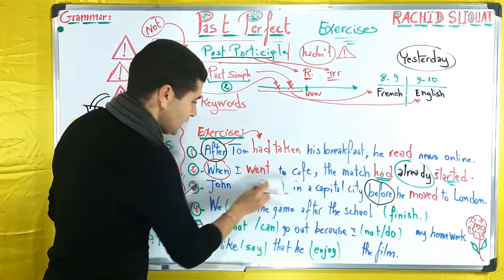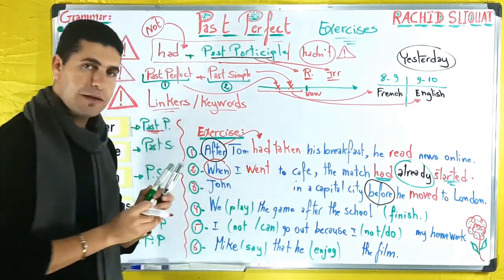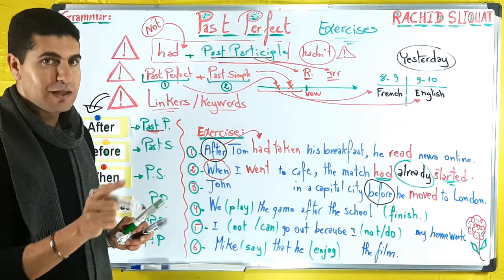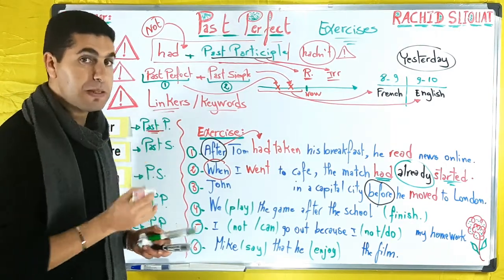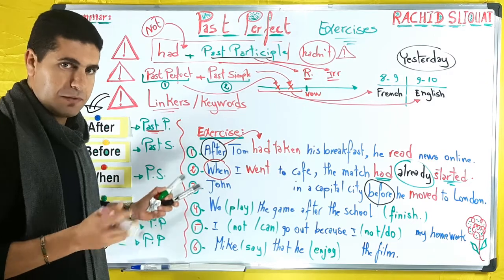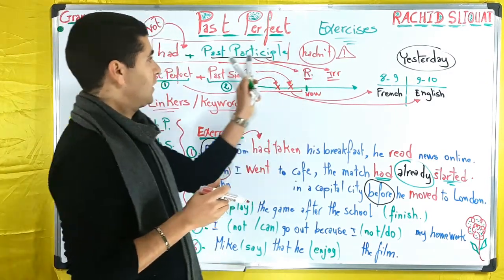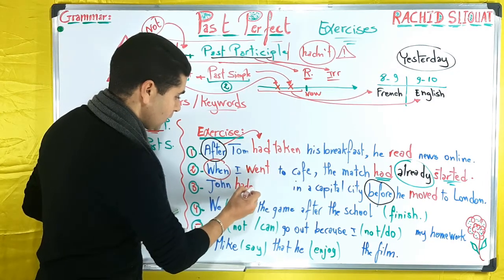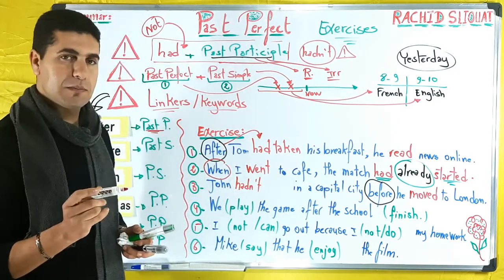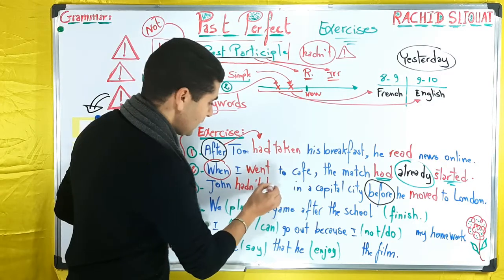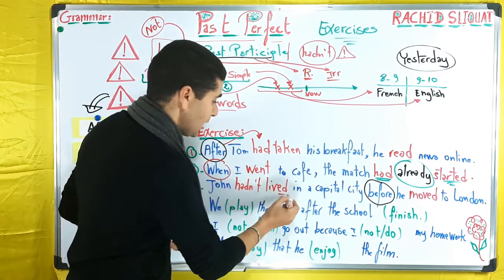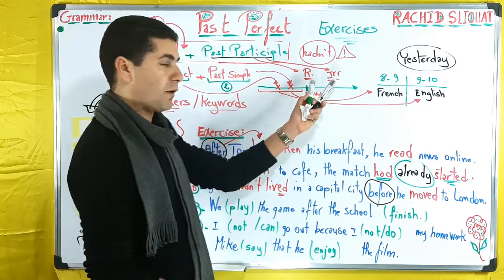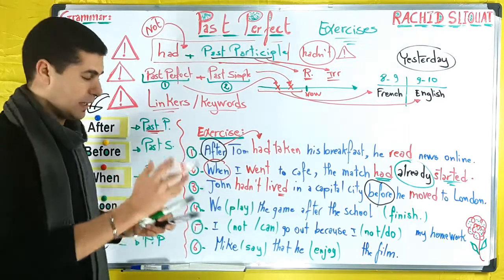So John not leave. And as long as we have not, this means that the sentence is going to be negative. What is the negative of the past perfect? Hadn't plus past participle: John hadn't lived. The past participle of the verb live is lived, okay? Again, regular verb. So you have to differentiate between regular and irregular.